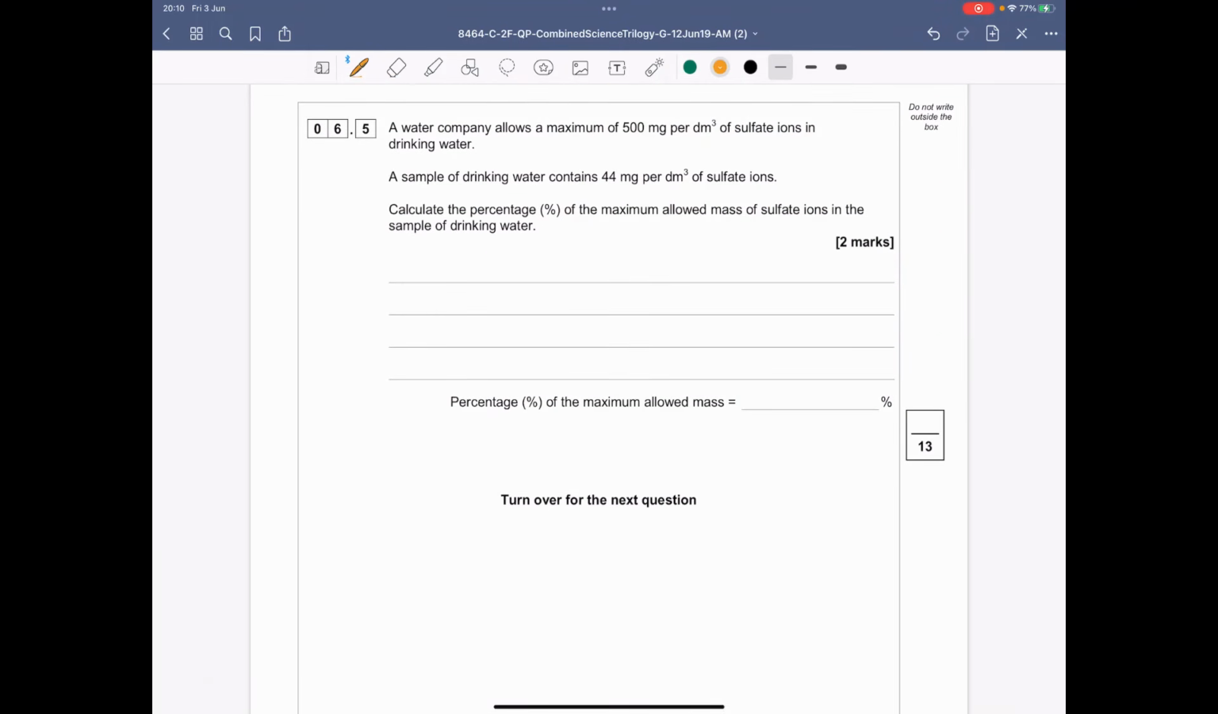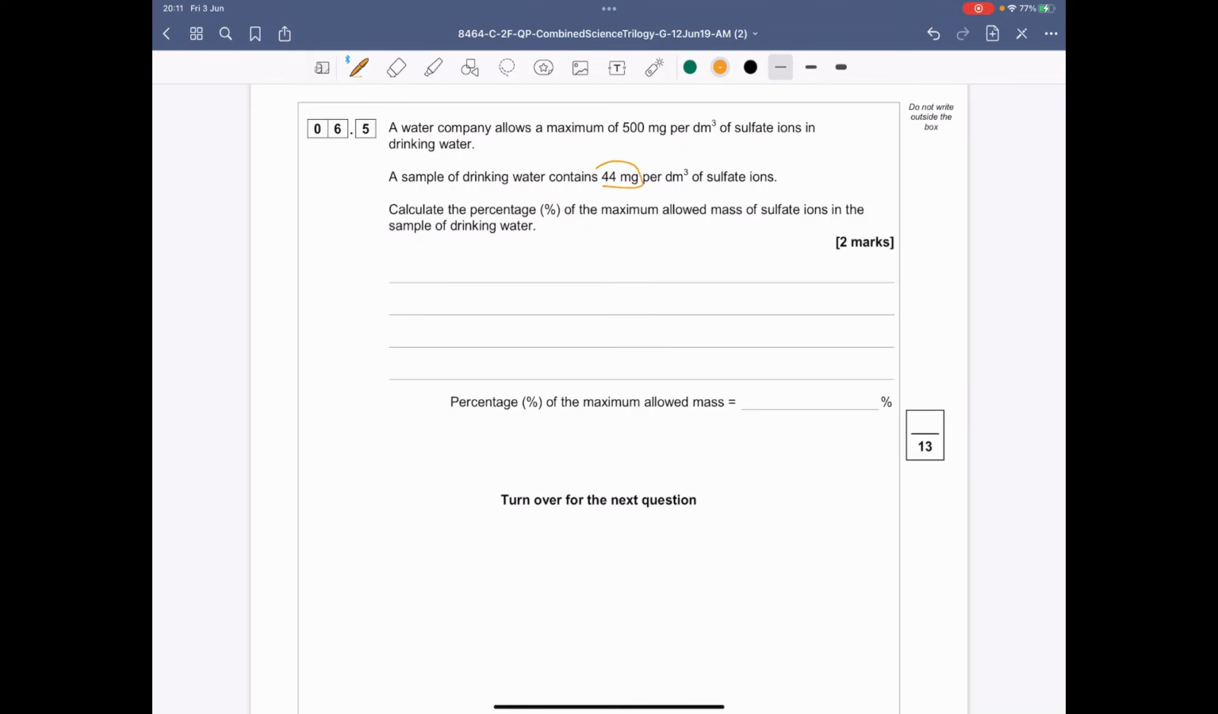Question 6.5. A company allows a maximum of 500 milligrams per decimetre cubed of sulfate ions in drinking water. A sample of drinking water contains 44 milligrams per decimetre cubed of sulfate ions. Calculate the percentage of the maximum allowed mass of sulfate ions in the sample of drinking water.